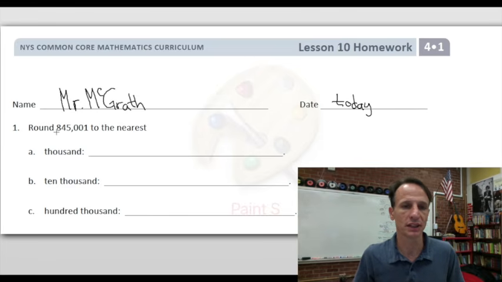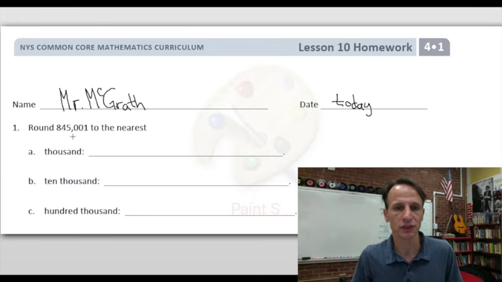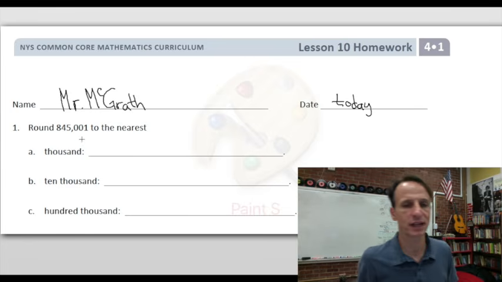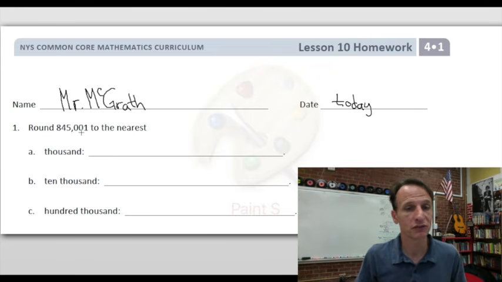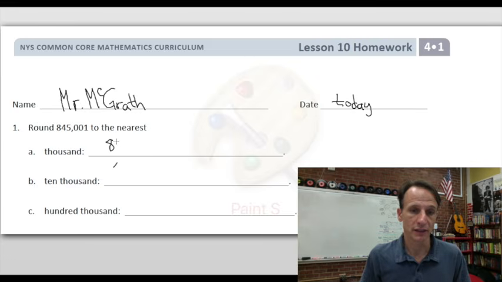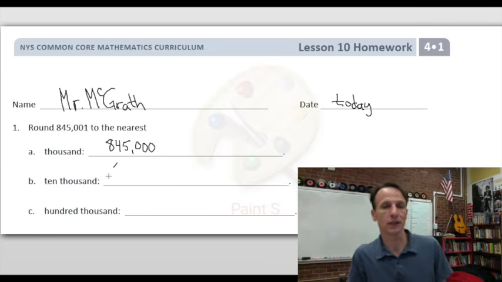The number we're rounding is 845,001. Okay, 845,001. And we'll round it first to the nearest thousand. So we have 5 thousands. The next thousand up would be 6,000. Midpoint would be 5,500. This is only 1 over, so obviously, what are we rounding it to? That's right, it would get rounded to 845,000. You can see it's only 1 away from that 1,000, so that one's pretty clear cut.